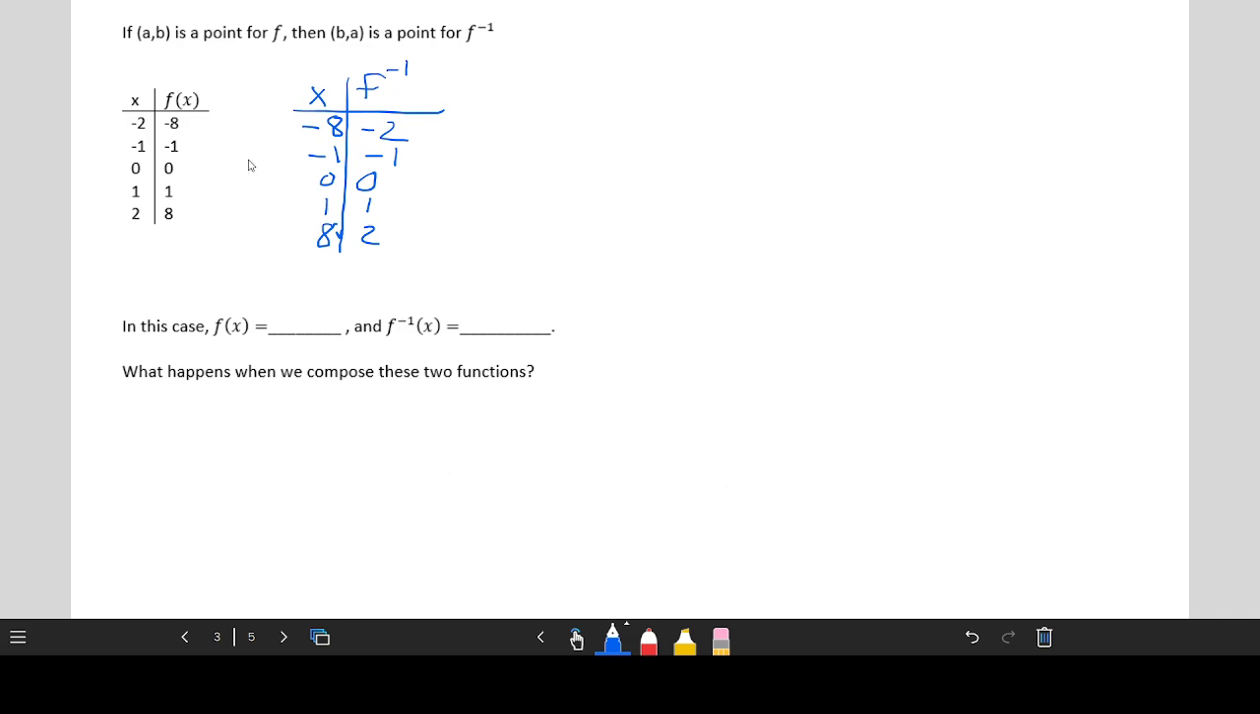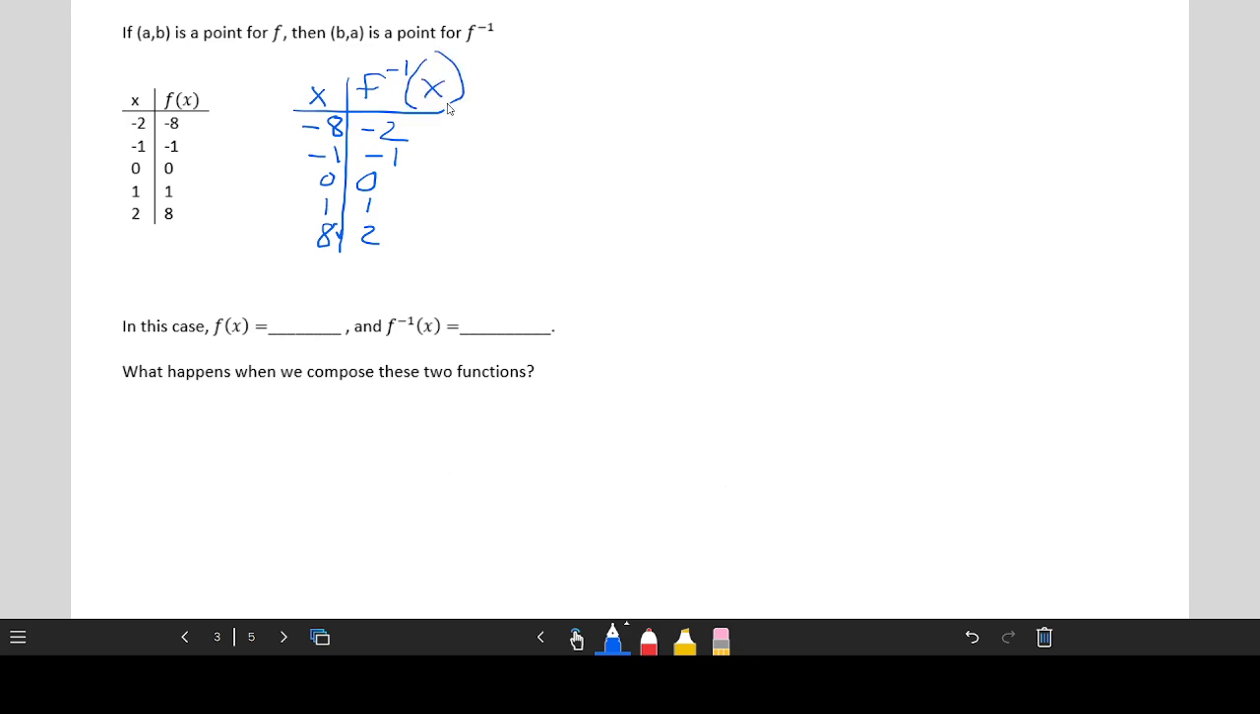Now, one question that's going to come up is: is the inverse a function? That's why we said some functions have an inverse function, because you can always find the inverse. You can always take the table and switch all the coordinates of all the points. But the question becomes, is the resulting relation a function or not? And remember, to be a function, each x value can only give us one y value. So if we look here, we don't see the same x value showing up more than once. So this is a function.